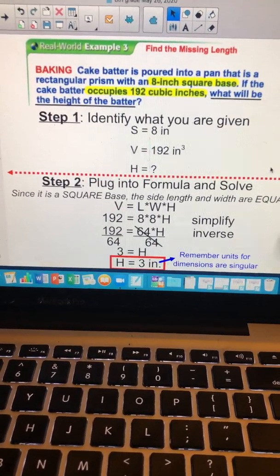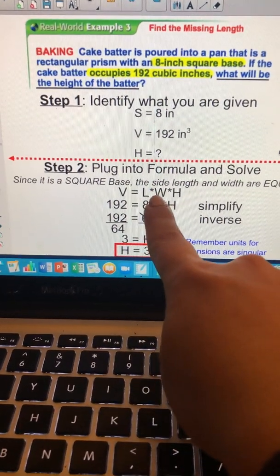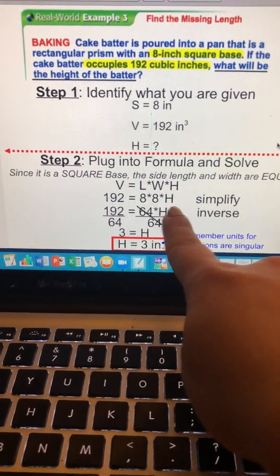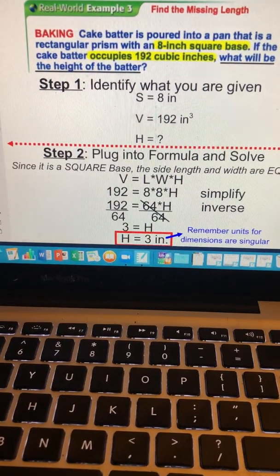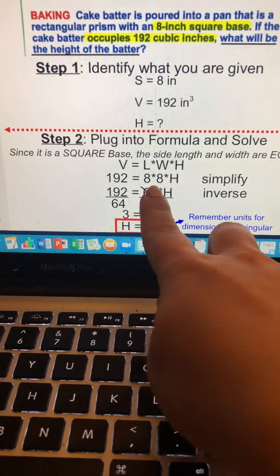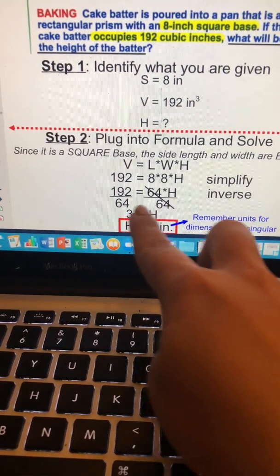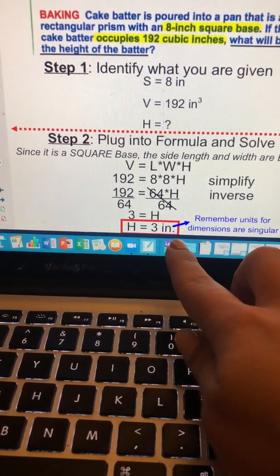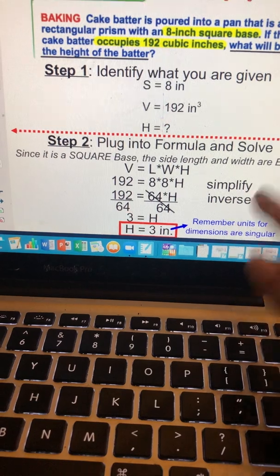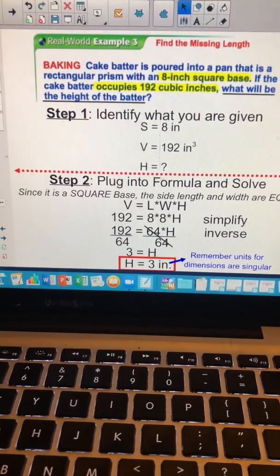So again, since we know it's a square base, the sides are the same. So my length would be 8, my width would be 8, and I don't know the height. My volume is 192. And then we do the same thing we just did. We would simplify: 8 times 8 gives us 64. To isolate the h, we would divide by 64 on both sides. We get a height of 3, and it would just be inches because it's a dimension, it's not a volume. So our final answer would be 3 inches.